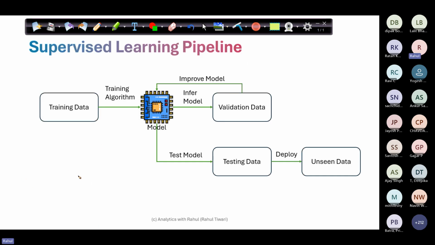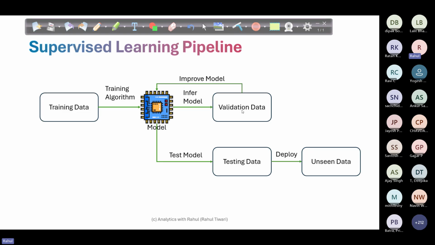So here is the supervised machine learning pipeline. I have a training data set which I am going to use for the machine to learn. The machine will learn from the training data set, training the algorithm, that is your machine learning model. Once I have this, I will validate whether things are fine or not. That means I am checking whether the model I have created is actually making good predictions or not.